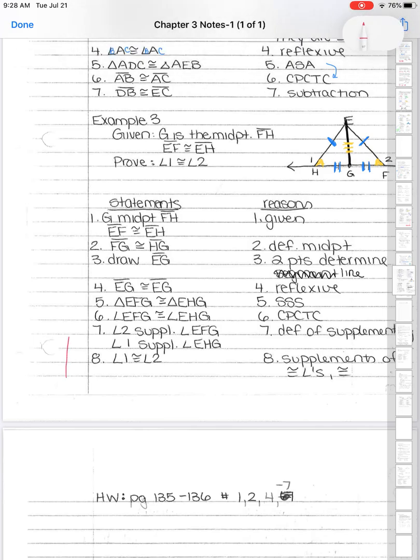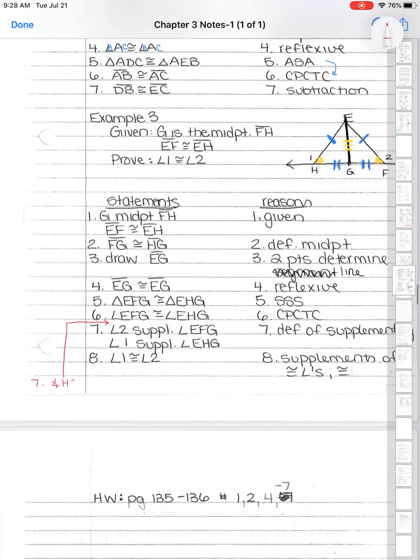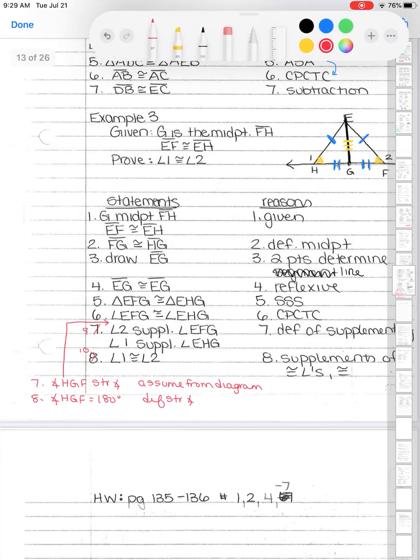Then if I'm trying to prove that 1 and 2 are congruent, I want to get the angles next to them. So I want to get this angle congruent to this angle by CPCTC. So angle EHG and angle EFG are congruent by CPCTC. Then, again, forgetting a few things in here, I've got to add 2 lines. I want to talk supplementary, so I've got to add something in there. So line 7, I know that HGF is a straight angle, so I'm going to assume that from the diagram. Then line 8 would be the fact that it equals 180, so that's definition of straight angle.